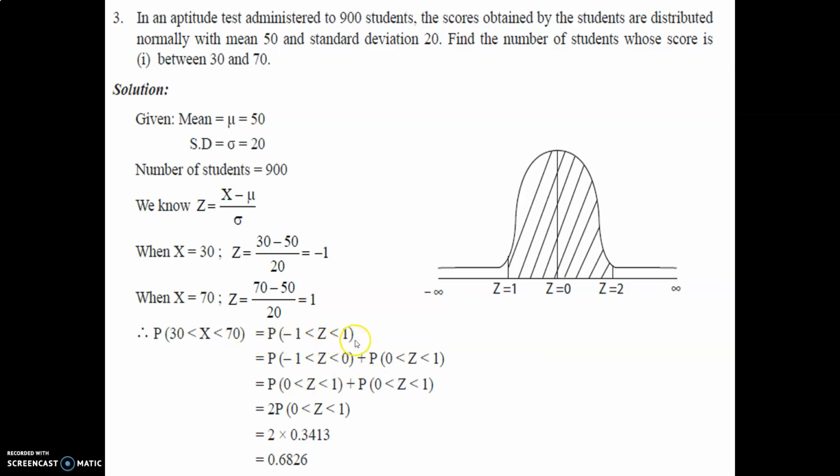We distribute minus 1 to 1 into two parts, that is P(minus 1 less than z less than 0) plus P(0 less than z less than 1). Both are P(0 less than z less than 1), because the negative probability is not included in the z score table. So it is 2 times P(0 less than z less than 1), which is given as 0.3413. So 2 into 0.3413 is 0.6826.